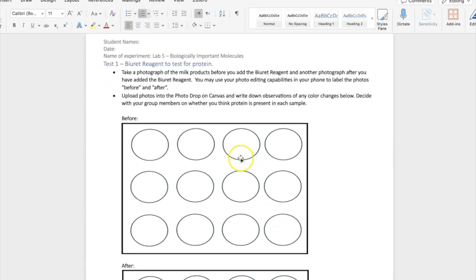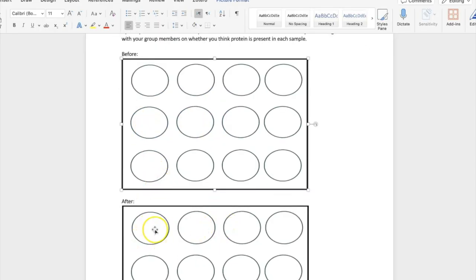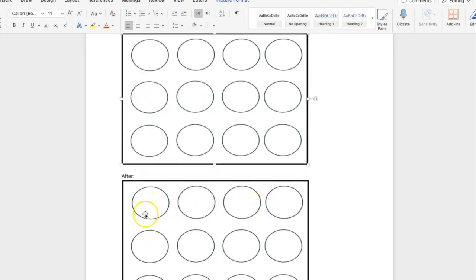Next, the students will perform the Biuret test to test for the presence of protein in their products. Students will take a photo of their products before, and they'll have their ceramic plate. Then we want them to use this space to make some observations as to the color. Is it clear? Is it opaque? And then here we want them to describe, in one or two words, any color change.